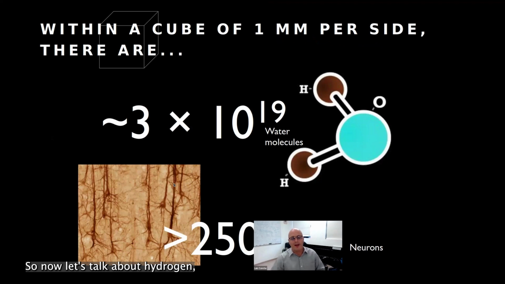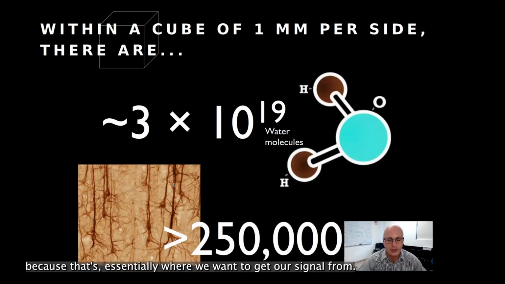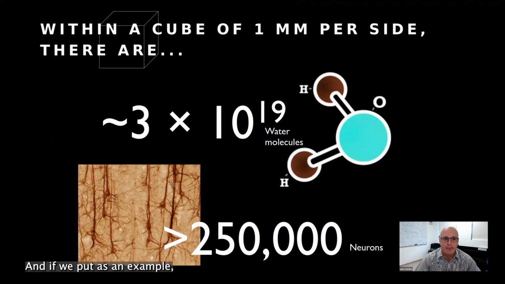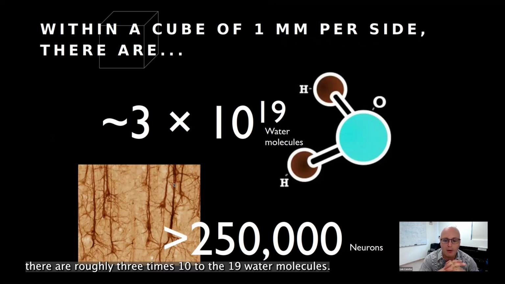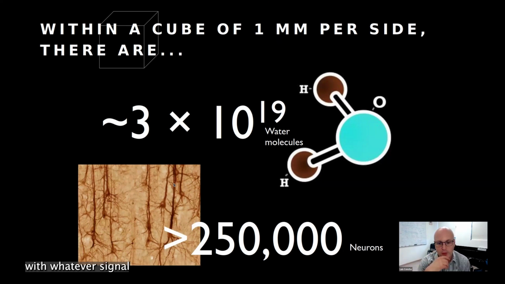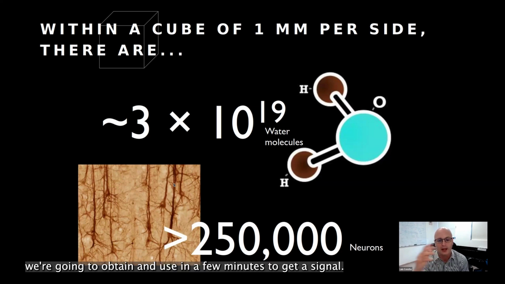So now let's talk about hydrogen, because that's essentially where we want to get our signal from. If we take as an example a cube of 1 millimeter per side in the cortex of the brain in a human, there are roughly 310 times 10 to the 19 water molecules, and each one of those will have 2 hydrogens that will be able to provide us with whatever signal we're going to obtain and use in a few minutes to get a signal.